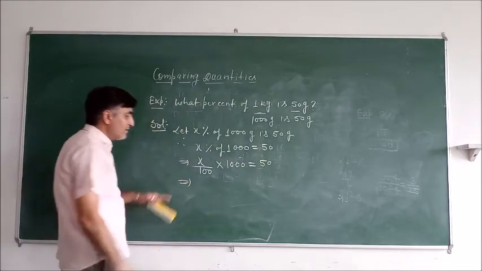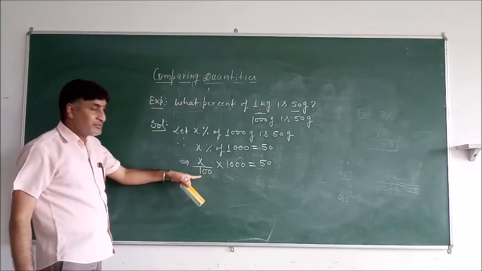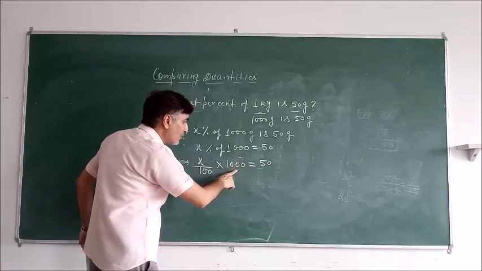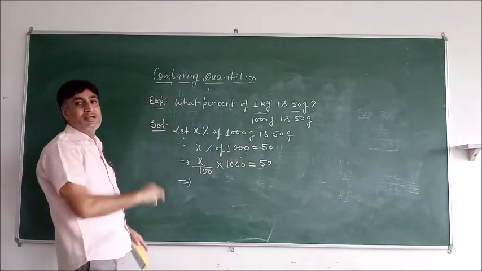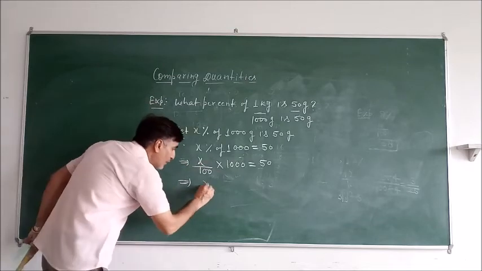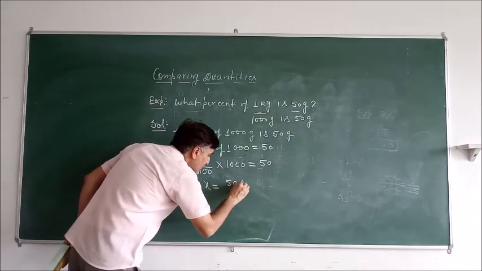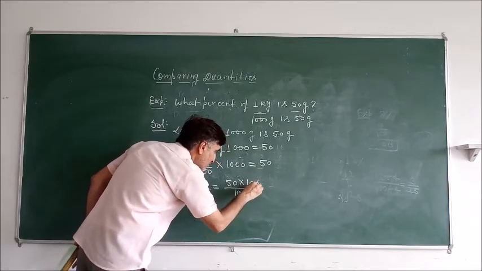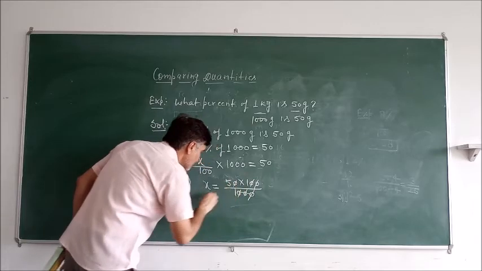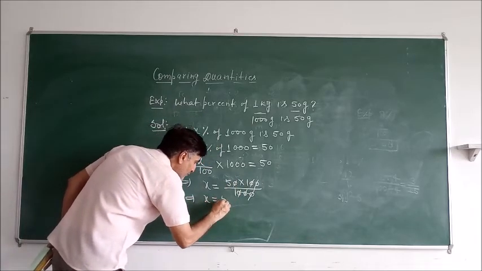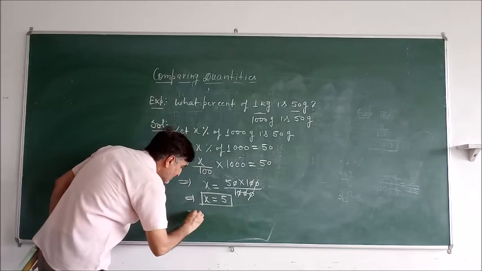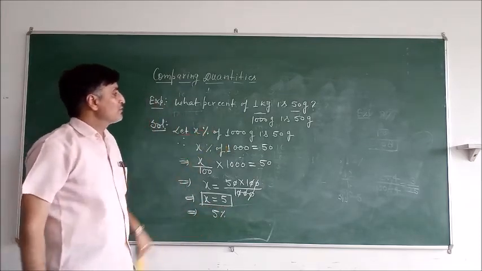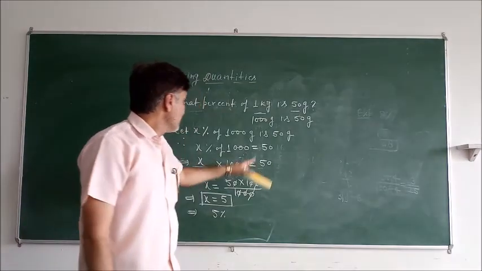And when we find the value of x, this 100 which is in division on the left hand side goes to multiplication, and this 1000 which is in multiplication on the left hand side goes to division, and the value of x becomes 50 into 100 divided by 1000. Cancelling the zeros, x becomes 5. So we can say that 5% of 1000 becomes 50 gram.